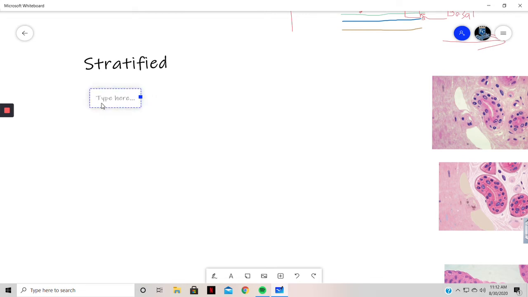Well, first thing we want to talk about was stratified. Two or more layers. You can probably hear the keyboard, but that's all right. Two or more layers. Obviously, we got to have at least two, or it'd just be simple. So you got to have those two layers.